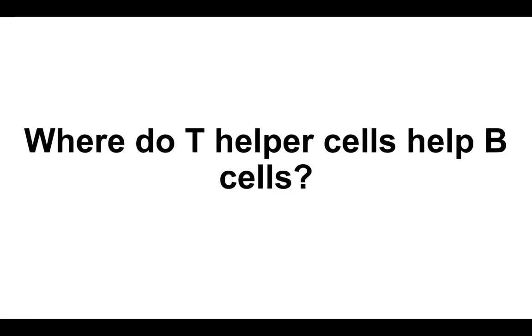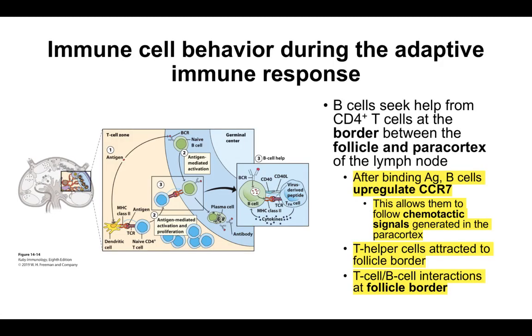Where do T helper cells help B cells? They help them at this border of the follicle, and this is because when B cells get activated, they will increase their CCR7, which allows them to be attracted to the T cell zone of the lymph node. So it moves them to the border, and then they can interact with T cells there.